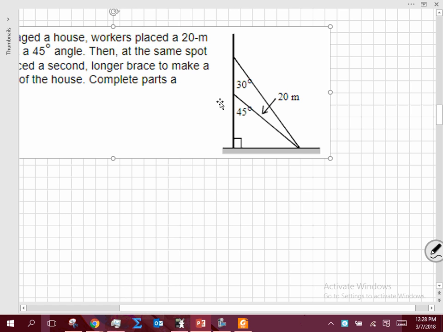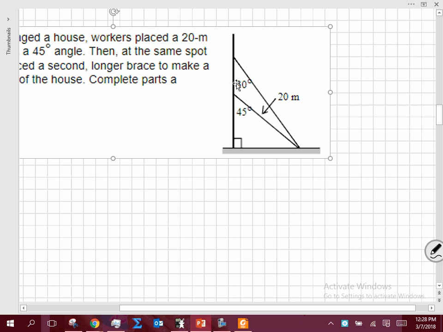So this is the side of our house, and they're putting 2x4 bracings on this house to support that wall. Does that make sense? So they put this bracing here, which makes a 45-degree angle with the wall, and then they put a second brace, a longer one, that makes a 30-degree angle.